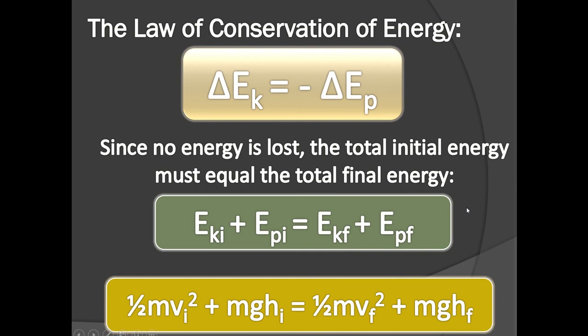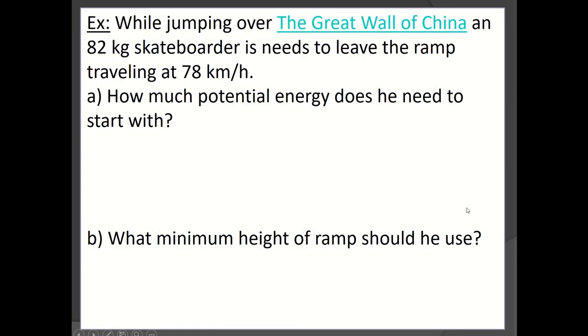So let's see how we can use this to solve some of the problems. Let's say we have a skateboarder. While jumping over the Great Wall of China, an 82 kilogram skateboarder needs to leave the ramp traveling at 78 kilometers an hour. So the first step is always to convert your units. In this case, the quick way of converting is to divide by 3.6, and you're going to get your meters per second. So this is going to be 21.67 meters per second.